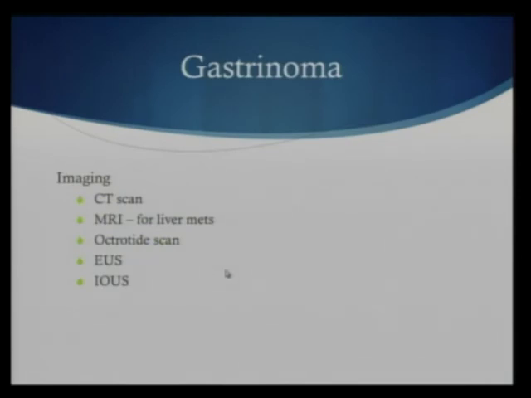Once you have your biochemical confirmation, then the next step, of course, would be localization. So you can do a CT scan, which is the preferred modality. You could do an MRI if there is a suspicious lesion that shows up on the CT scan, which you can't say for sure if it's a metastatic lesion or not. Octreotide scan is one also that can localize the gastrinomas for you, both the primary lesion and metastatic lesions. EUS, just like insulinoma we talked about, and of course the intraoperative ultrasound.